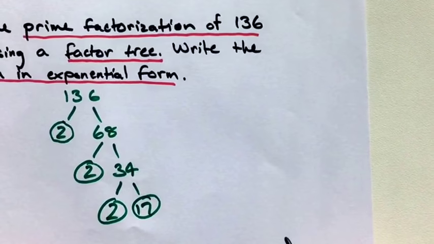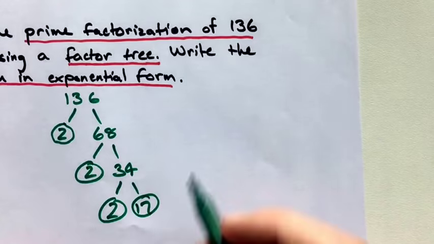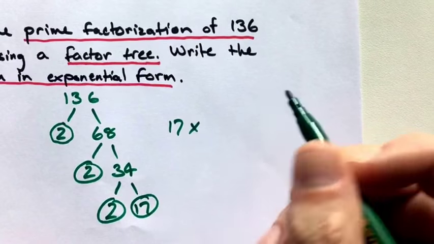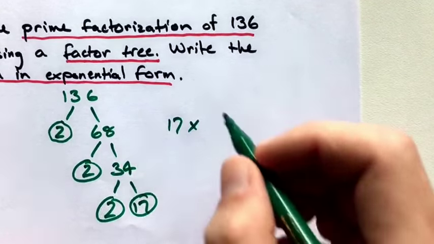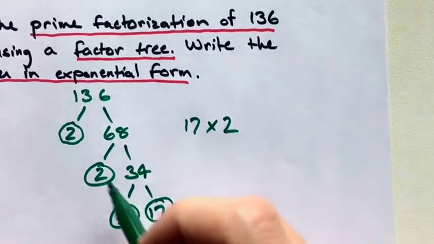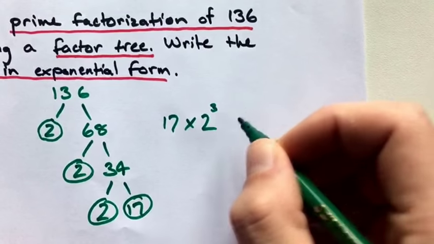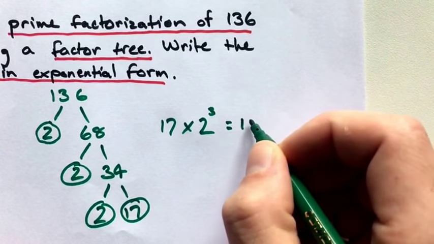Now to write this out in exponential form, let's put 17 times, our other factors are 2, so we're going to say 2, and we have 3 of them, so 2 to the power of 3 equals 136.